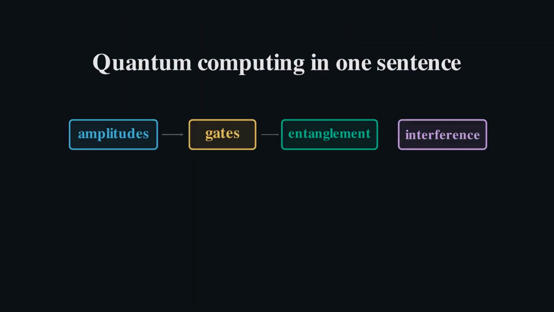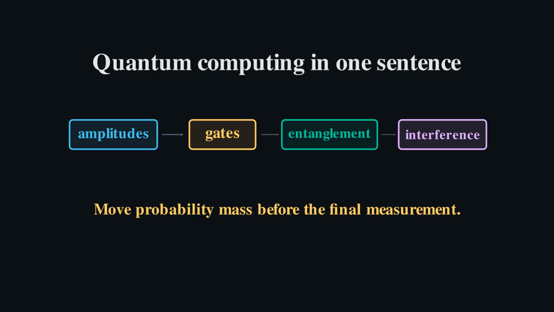Here is the mental model to keep. A qubit is an amplitude vector, not a fuzzy bit. Gates rotate that vector without measuring it. Entanglement lets multiple qubits share a state that cannot be split into independent parts. Interference is the payoff. The algorithm is useful only when it moves probability mass toward the answers we want before the final measurement.